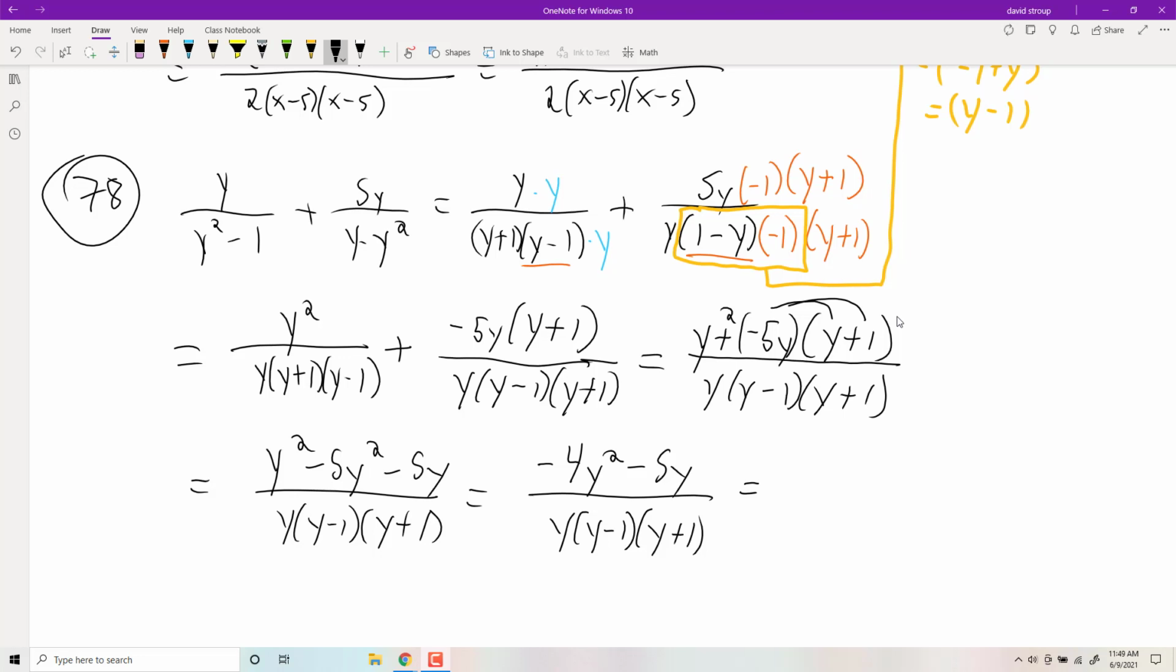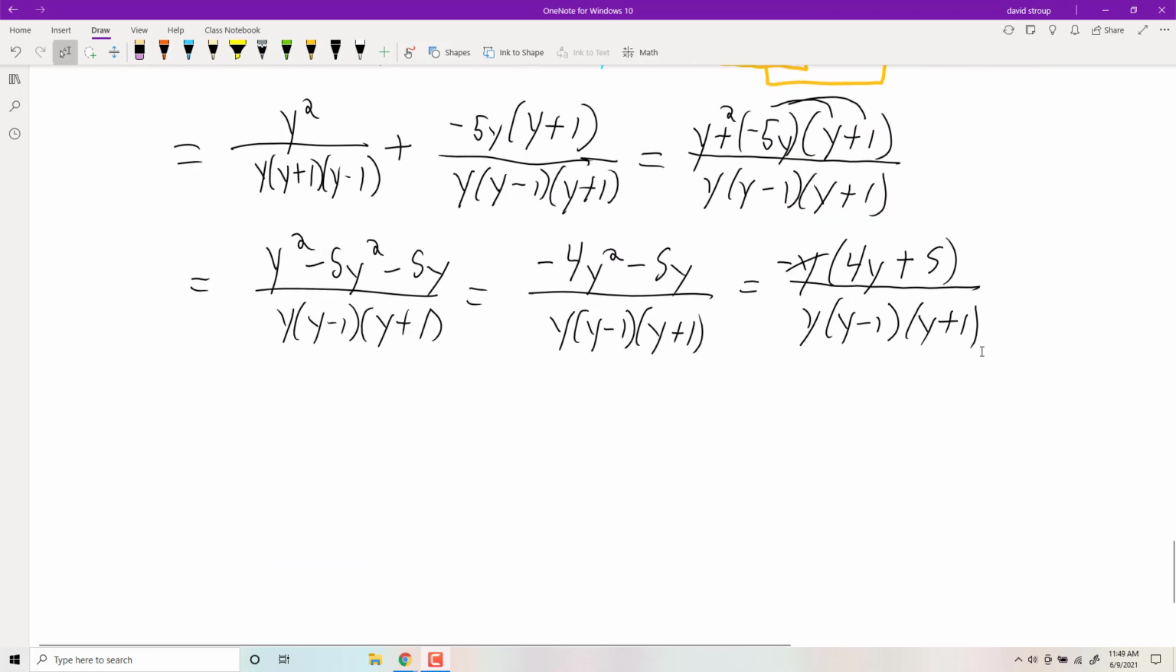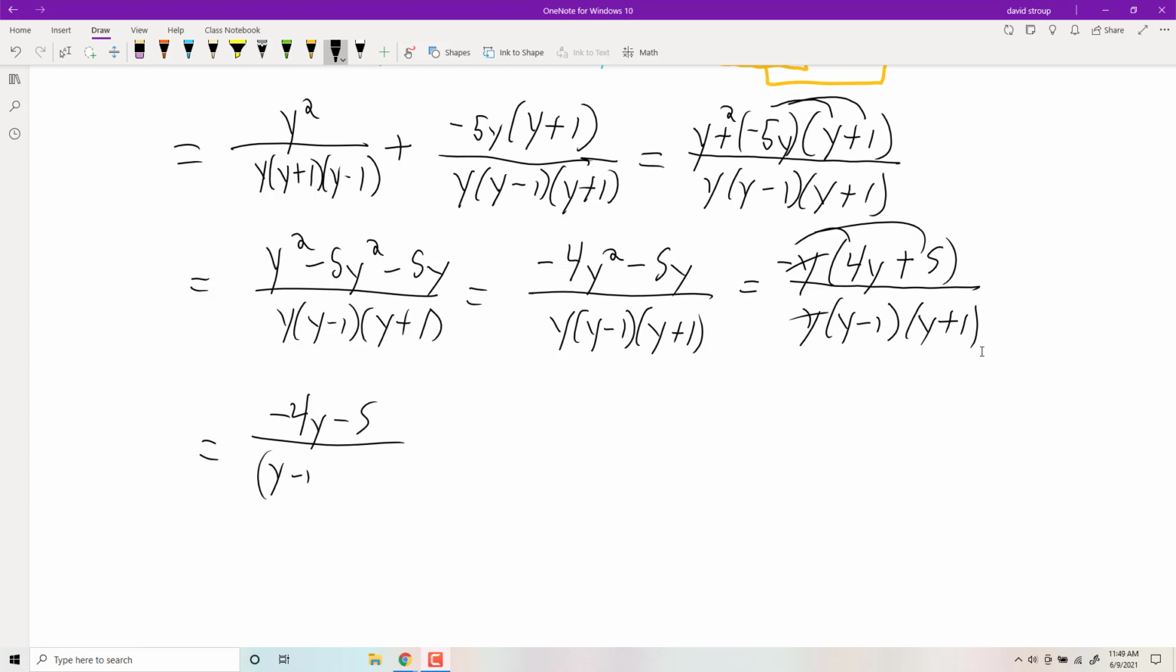You can factor out a y if you want to, or a negative y if you want. Do 4y plus 5, and then you can cancel that out with the y in the denominator. So goodbye. And then you could pull that negative out in front of the fraction, but what I did was just redistribute the negative. Okay, and then this is your answer.